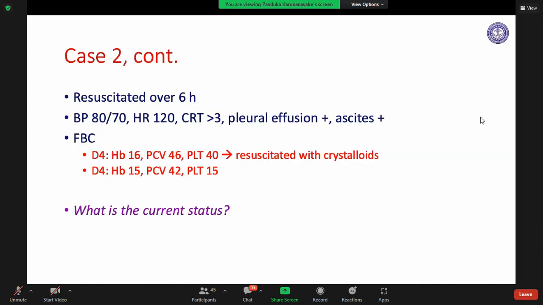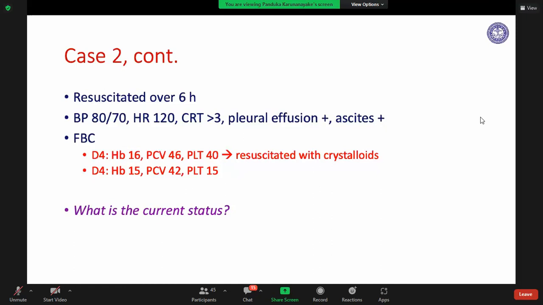So now we resuscitate for 6 hours and still we find the patient is in hypotensive shock because of BP 80, pulse rate 120, CRT 3. So, this is basically what you call shock which is not responding to IV crystalloids. We have given her enough fluid, so much so she has got effusions and ascites because of IV fluids. So why is she still in hypotensive shock? Obviously, there's something more than leakage.